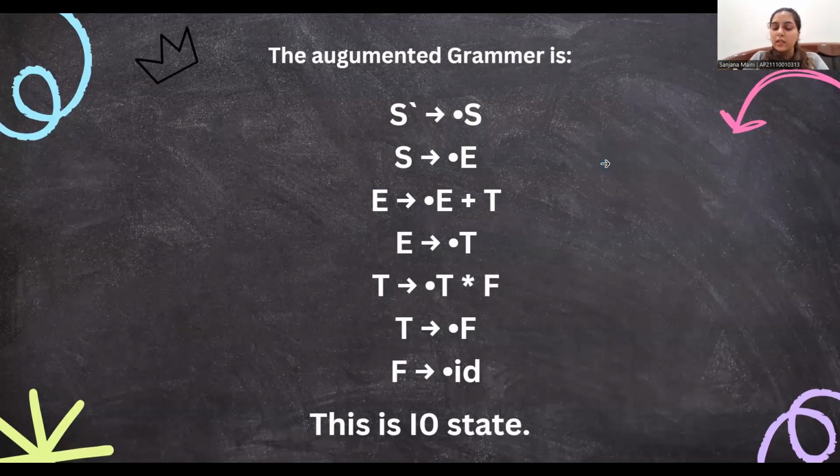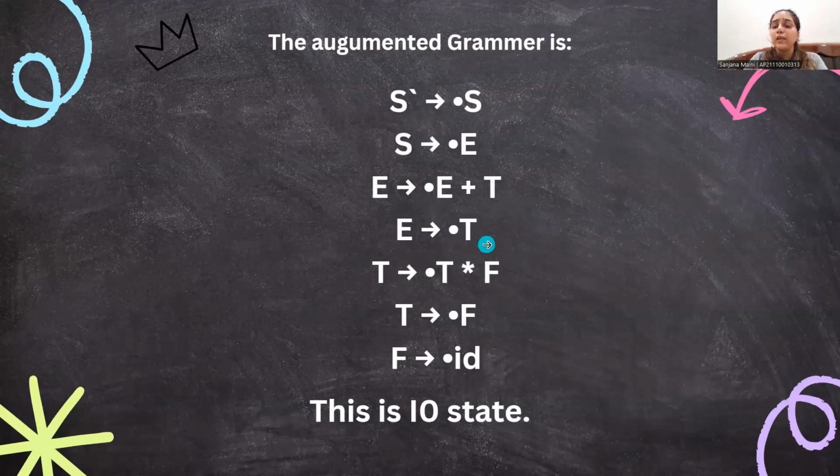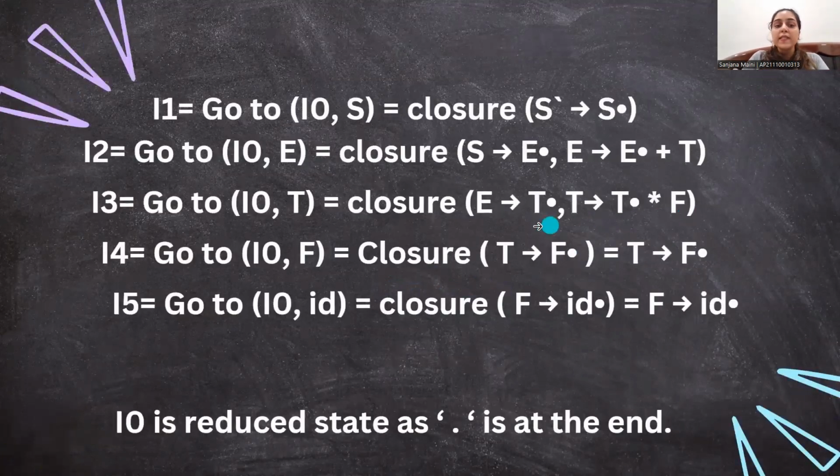Now we'll apply the same rules to the next production, E tends to dot T. Here we shift the dot one position right, so it becomes E tends to T dot. We also need to see if there is any other production rule in which T appears on the right hand side. This production has T on the right hand side, so in this production also we shift the dot one position right, and it becomes T tends to T dot star F. So this is the I3 state.